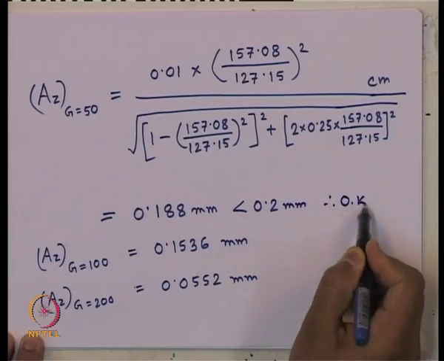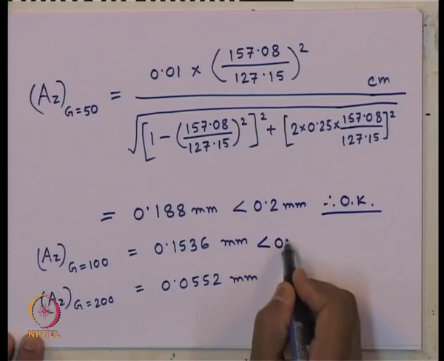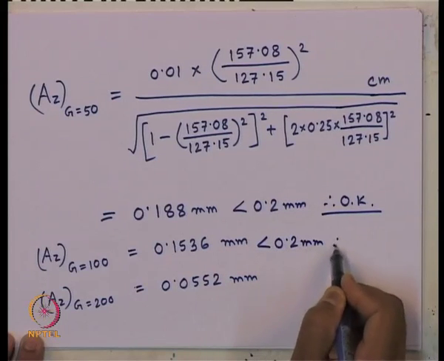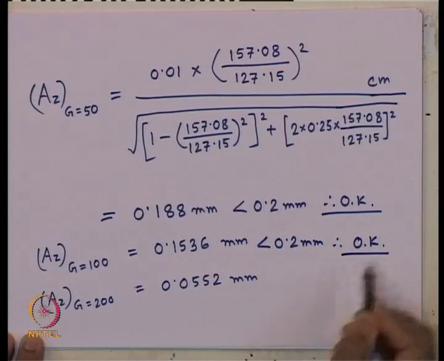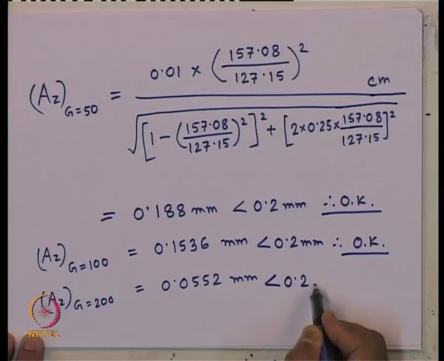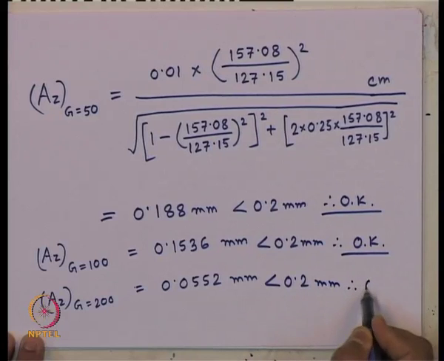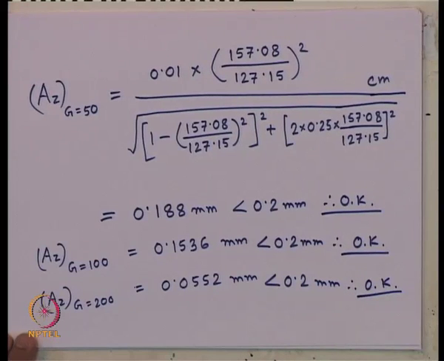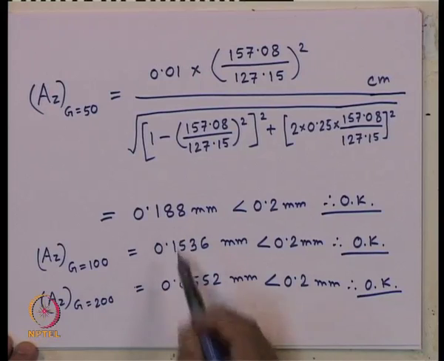Therefore, the design is okay. This also less than 0.2 mm. Therefore, the design is okay. This also less than 0.2 mm. Therefore, design is okay. One small thing, have you noticed these values of Az?